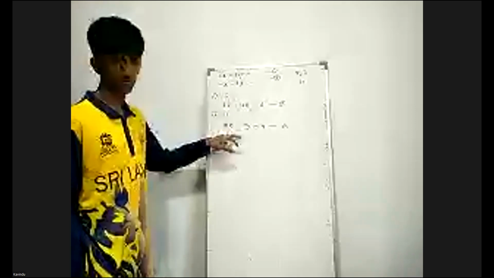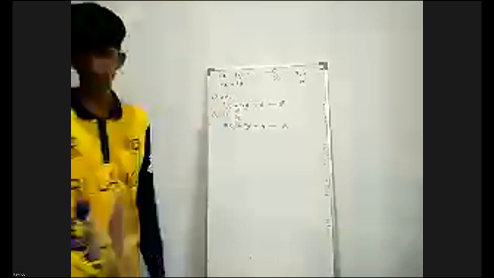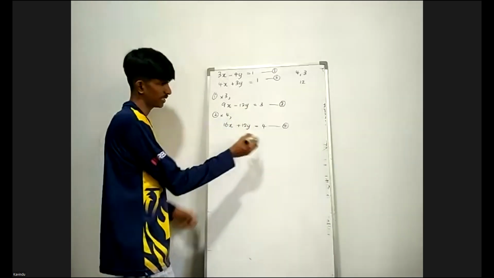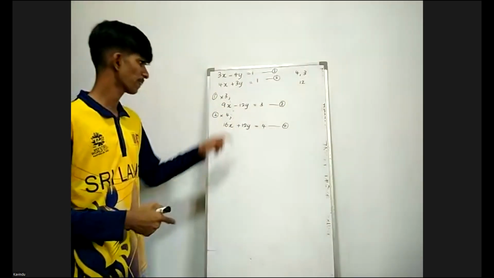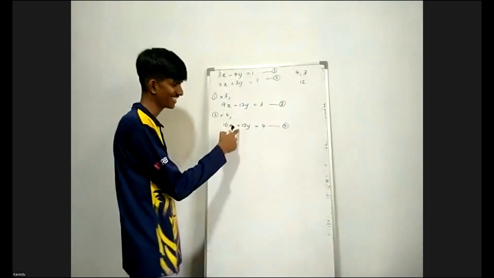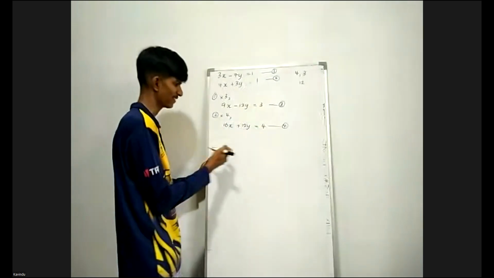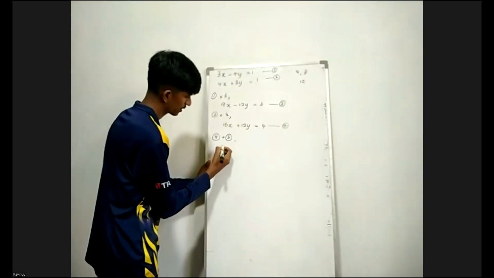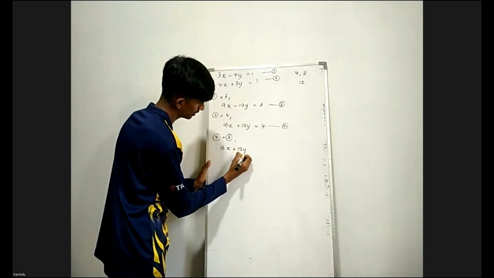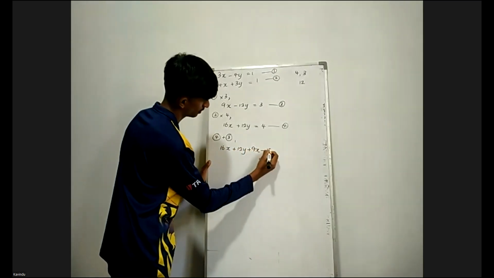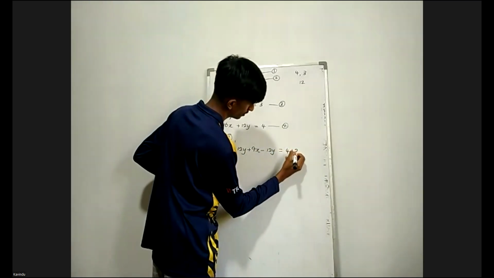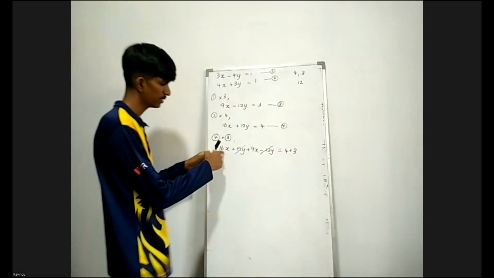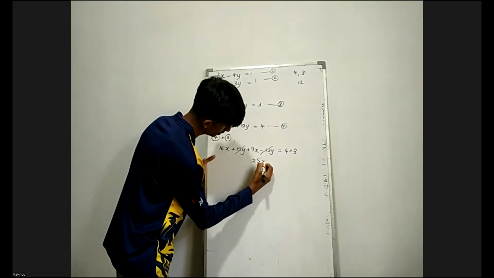Now in both equations the coefficient of y is 12. The signs are not the same, minus and plus, so we add both equations. 12y plus the other 12y cancels, and 16x plus 9x gives 25x.